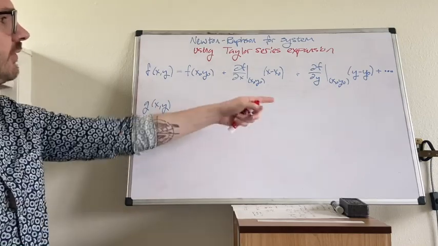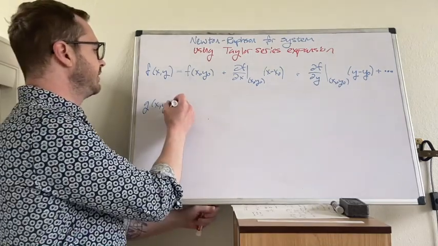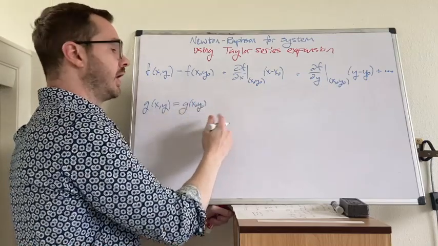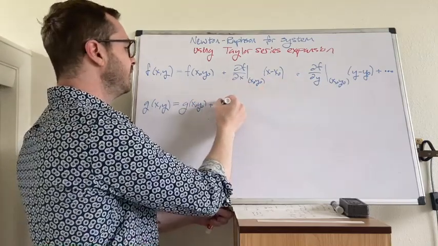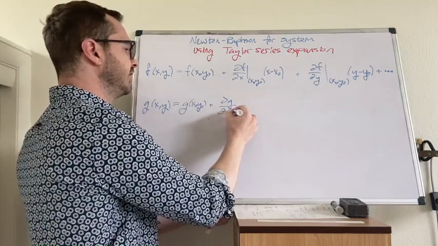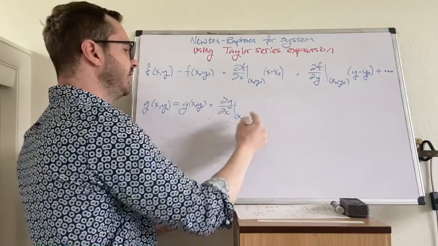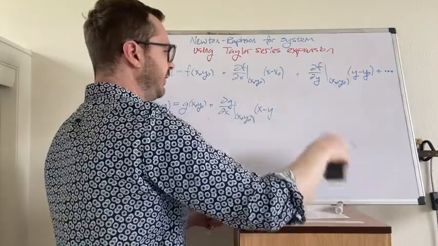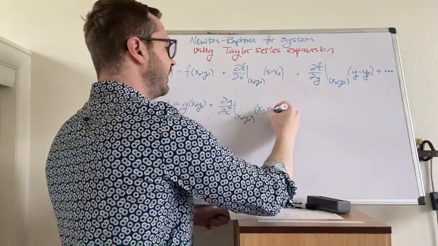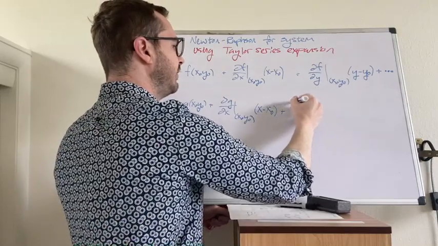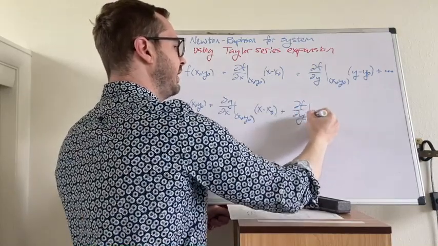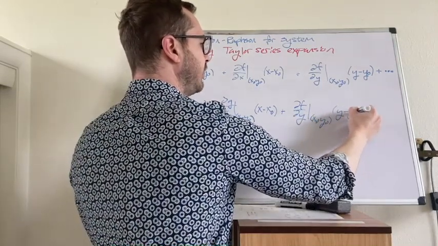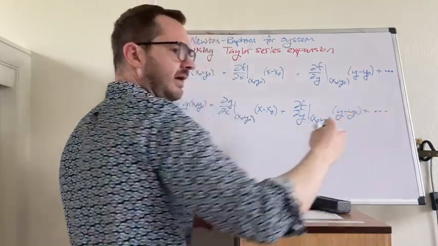Next, let's write out the same expansion for g. So g is going to be, here's the function g evaluated at x naught, y naught. Let's go through the two derivatives. So partial of g, partial of x, evaluated at these points, multiplied by x minus x naught. Second derivative now, partial with respect to y, evaluated at these points, times y minus y naught, plus dot, dot, dot.